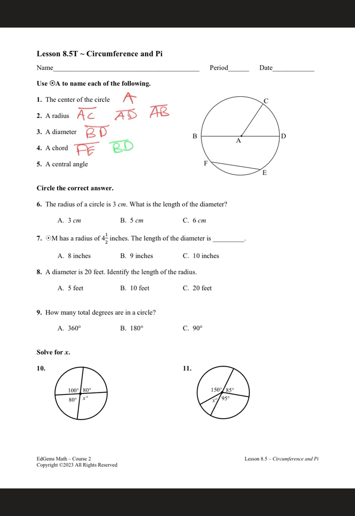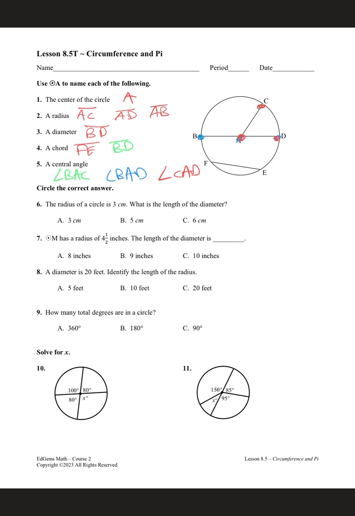One example of a central angle would be BAC. The way you write this is angle BAC. Another central angle, using a different color here, is BAD. So angle BAD. And another central angle is CAD. That's it. That's all you got to do.